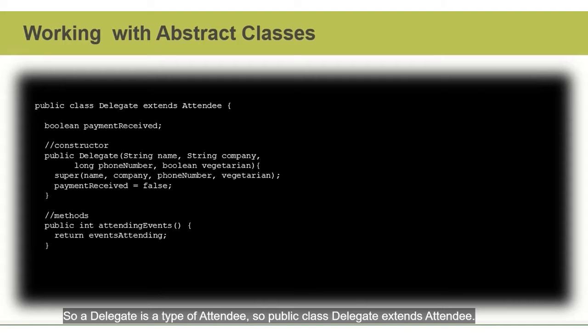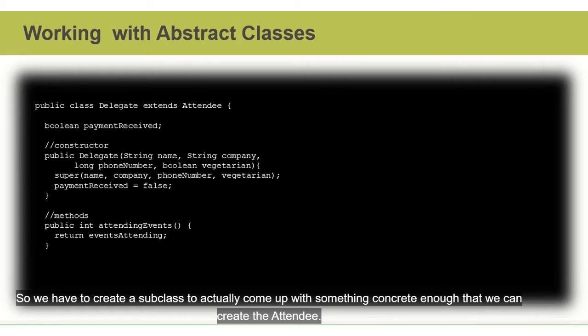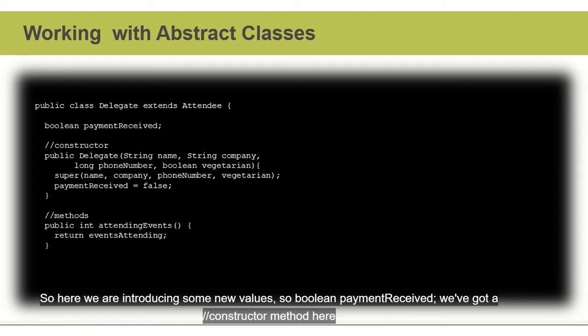So a delegate is a type of attendee. So public class delegate extends attendee. So we have to create a subclass to actually come up with something concrete enough that we can create the attendee. So here we're introducing some new values.